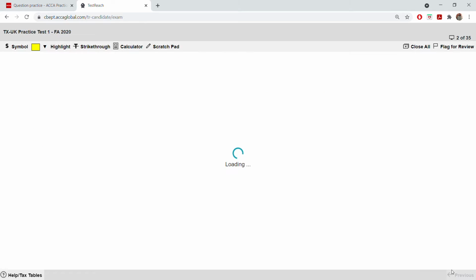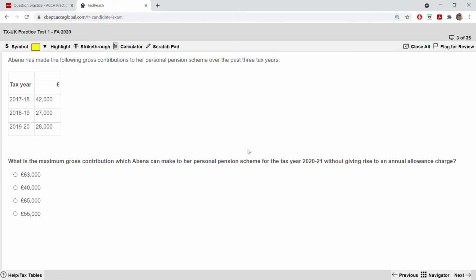Next. Aberna has made the following gross contribution to her personal pension scheme over the past 3 tax years. Okay, so this is about gross contribution, pension schemes and all. What is the maximum gross contribution which Aberna can make to her personal pension scheme for the tax year 2020-21 without giving rise to an annual allowance charge? Do you know what an annual allowance charge is? It is 40,000. Okay.